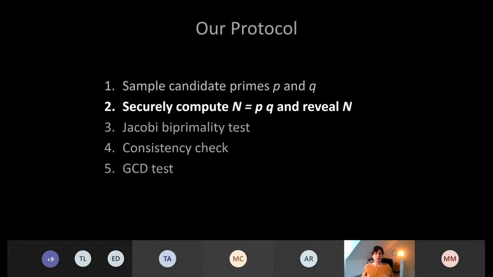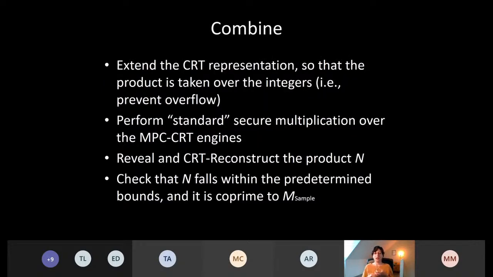The second part of our protocol is what we call the combined step, so essentially computing the product between P and Q and revealing the outcome. The first thing we need to do is to extend the CRT representation of P and Q. Most of the computations in this protocol have to happen over the integers, so we need to prevent overflows, and that's why we need the CRT extension, which in this first step, because we are inserting for the first time authenticated shares of the parties, can happen locally. So every party takes their local integer sharing and inputs it into just a larger number of MPC CRT engines. Later on, when we have authenticated shares for the next steps of our protocol, we have a small sub-protocol that does what we call level up, extending the CRT representation.